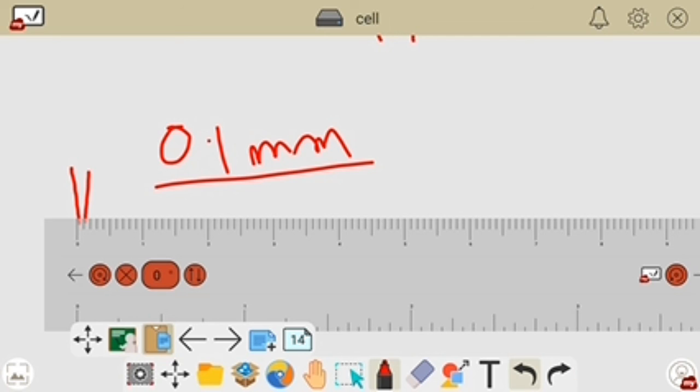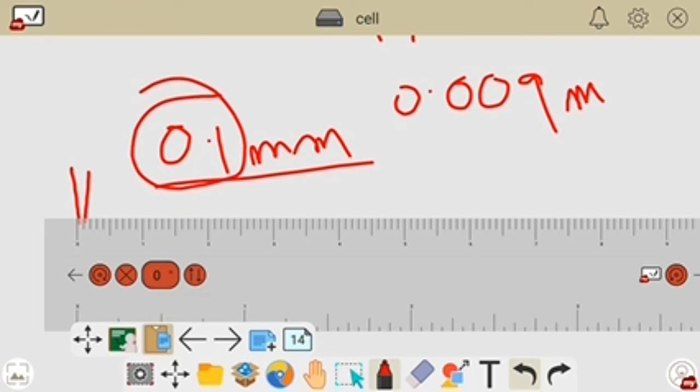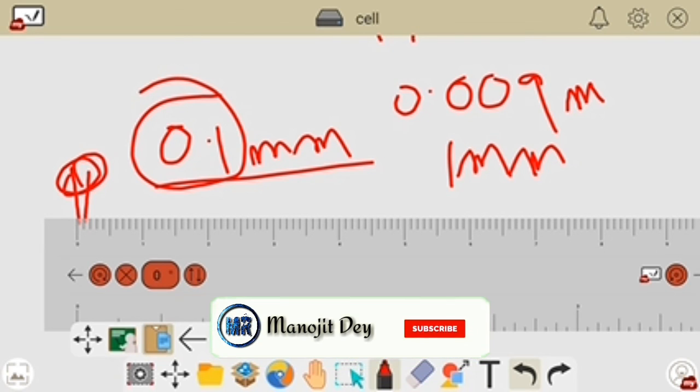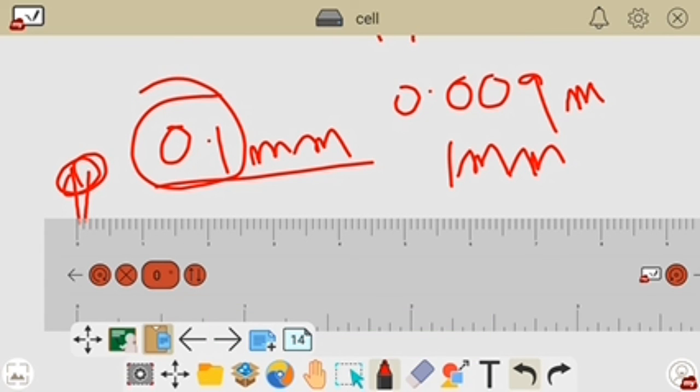So what is the size of a red blood cell? The size of a red blood cell is 0.009 millimeter. That means if you divide 1 millimeter by almost 1000, you get the number. So you can imagine how small the cell is.